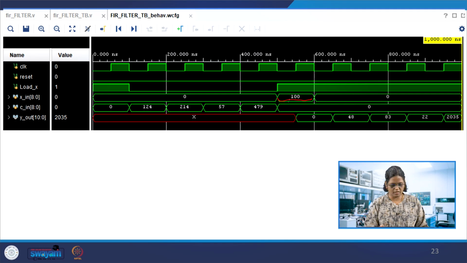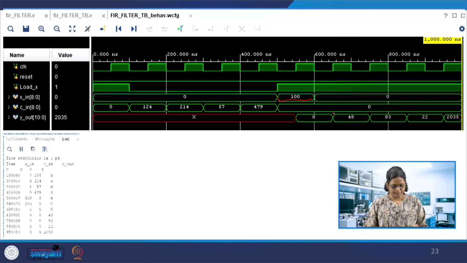After this, output will appear only after the input is allowed, and then at the next clock edge you can see the outputs. Reset is made 0 here and load x is 1; during this time load x was 0 and then load x is 1. So this output is the response of the filter, and you can also see the same thing over here in the console as well.